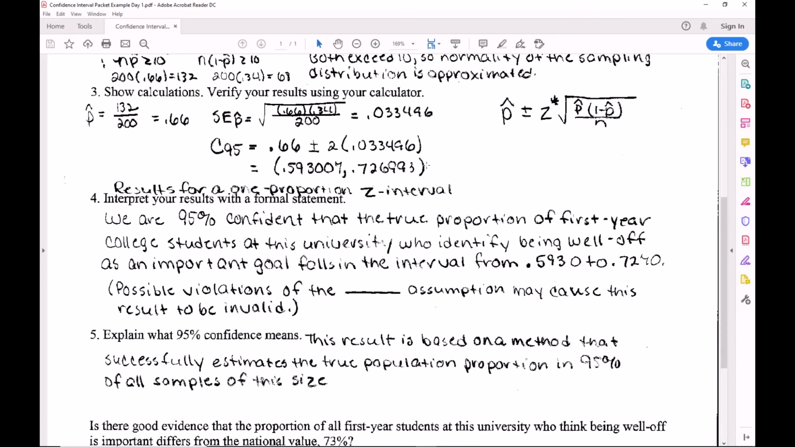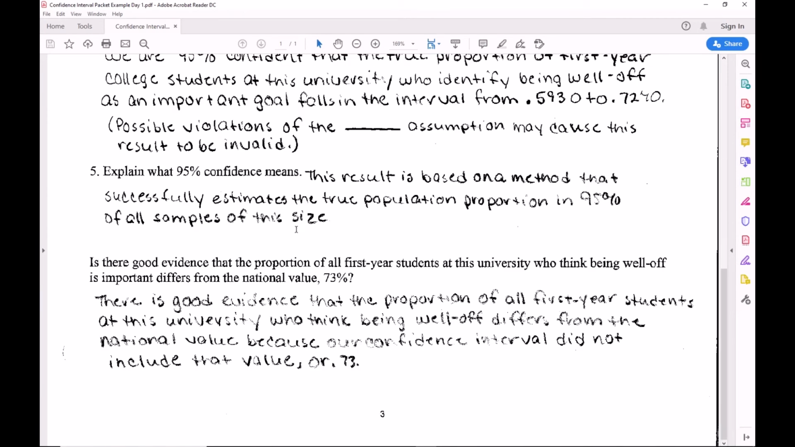It is not saying that you have a 95% probability that this captures the true p-value, because it either did or it didn't. That's 100% or 0%. There is no 95% about it, right? Because that implies that one moment it's good and another moment it's not, and that can't be. So, refer to the process. So this result is based on a method or a process that successfully estimates the true population proportion in 95% of all samples of this size. There it is. That's what it means. There are other ways to say it, but that's a pretty good way.